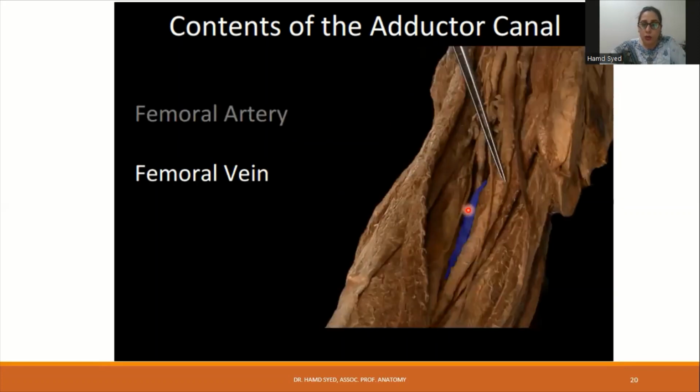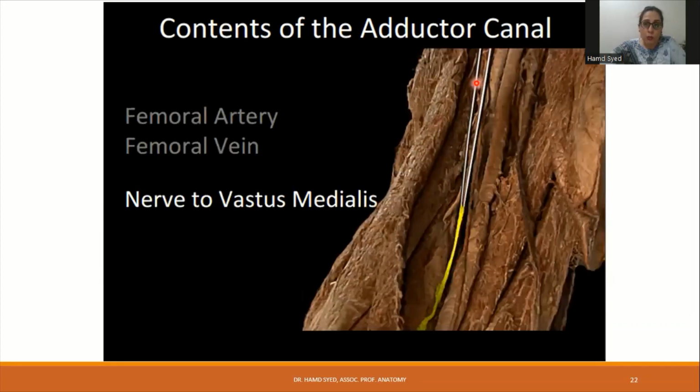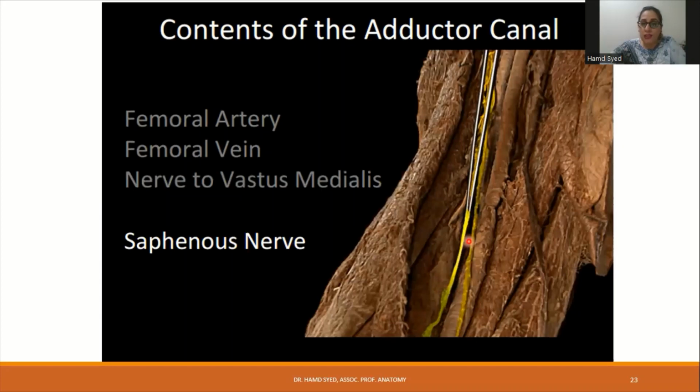And if we look deeper within the adductor canal, we will see the femoral vein is also accompanying the femoral artery. So the femoral vein is present deeper to the femoral artery. And also keep this in mind that this is a close relation. As you can see here, the femoral vein is lying on the deeper aspect, or we can say the femoral artery lies anterior to the femoral vein within the adductor canal. Also present within the adductor canal is the nerve to the vastus medialis, as well as the saphenous nerve.